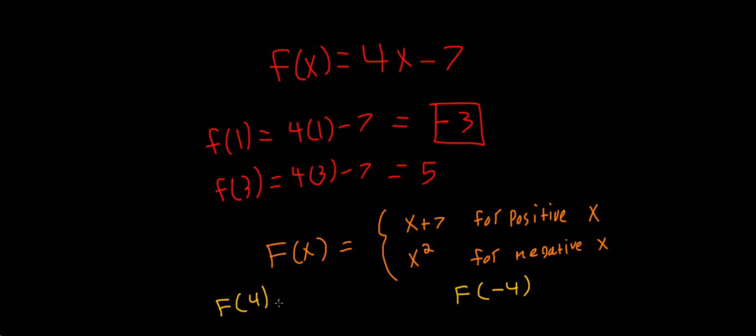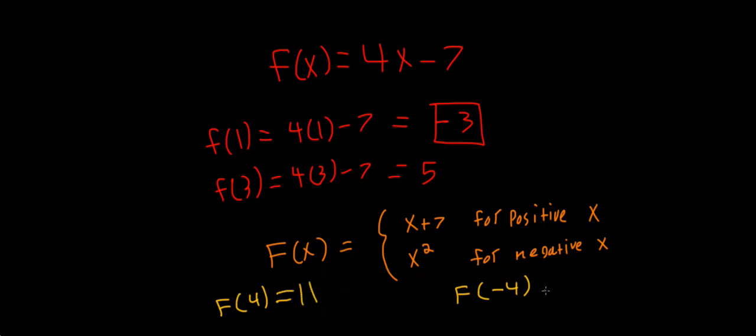So the first one is f of 4. Okay, so let's see which one we're going to use. So it says for positive x's, you have to use x plus 7. So for an input of 4, we add 7 to it. So we substitute where we see x with 4. So we get 4 plus 7. So f of 4 is 11.